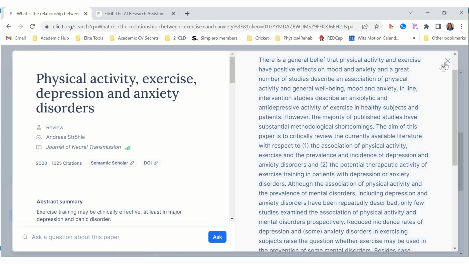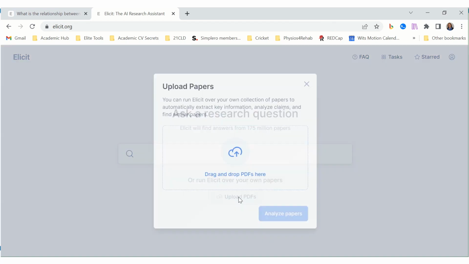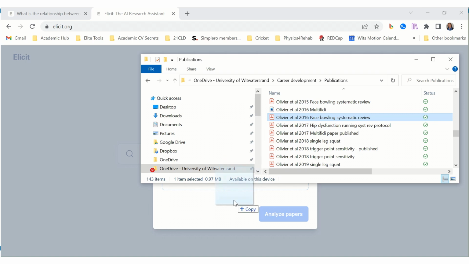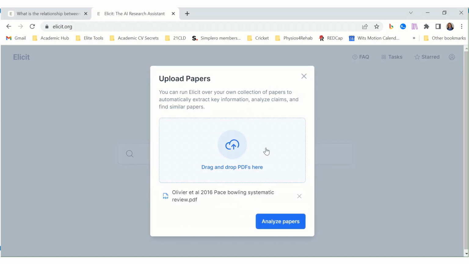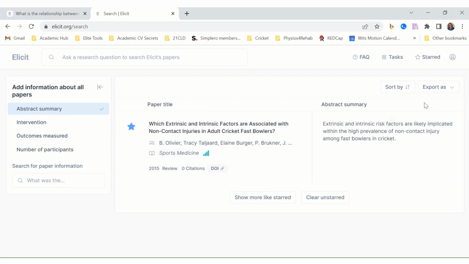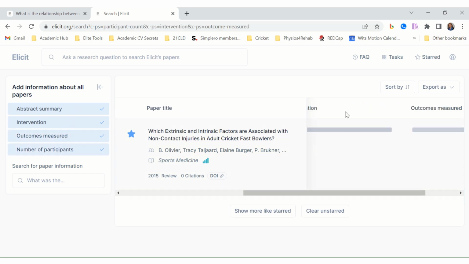Now, you don't have to find an article on the web. You can also upload a specific article and it can, let's do this, upload a PDF. And let's see what it gives us if we upload, analyze the papers. Here we have the abstract summary. We click here, it will produce the intervention, and you can choose which of these you would like to add here.